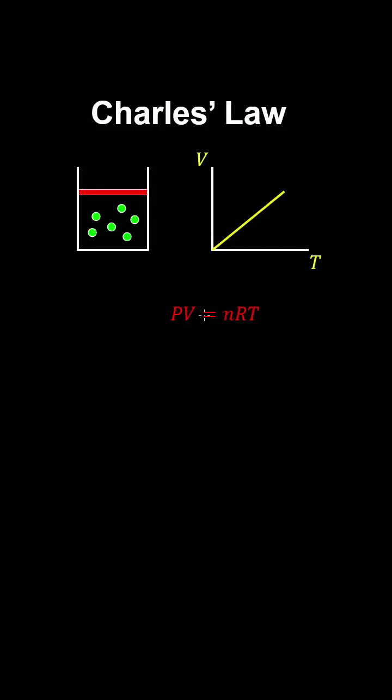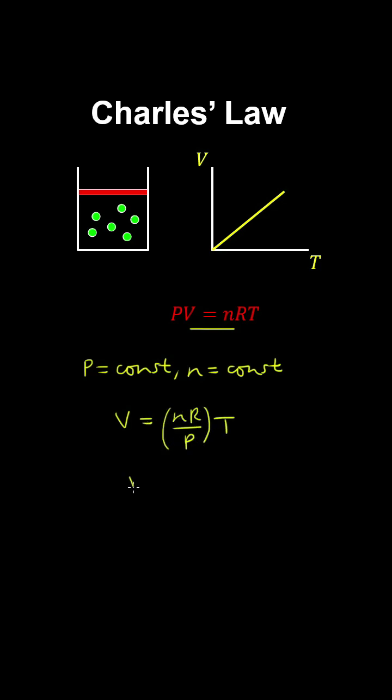Charles' law is another special case of the ideal gas law, where the pressure is held constant and the number of moles of the gas is also constant. So therefore we can write the ideal gas law in this form, and therefore this expression is constant and the volume is proportional to the temperature, which is graphically represented by this linear relationship.